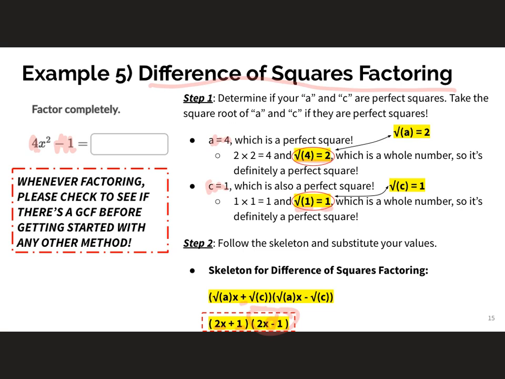So whenever you're factoring, please make sure to see if there's a GCF before getting started with any other method. I saw that the GCF was just 1 for this, so I didn't even bother taking out the GCF, right? But in other problems, it might be helpful, right? Because you want to be dealing with as small of a number as you can because it's going to be a lot easier to manage.